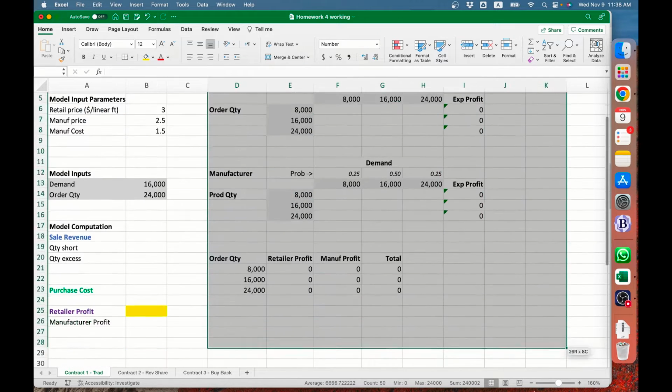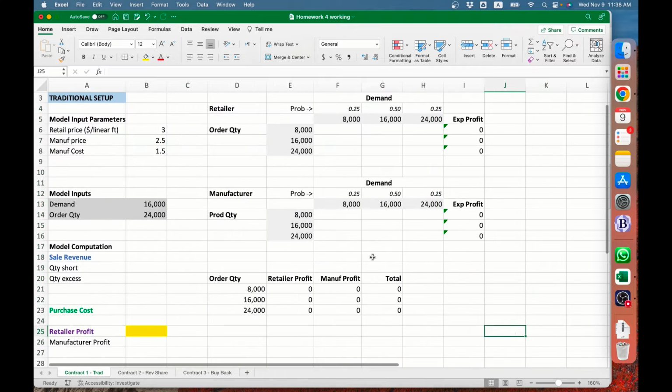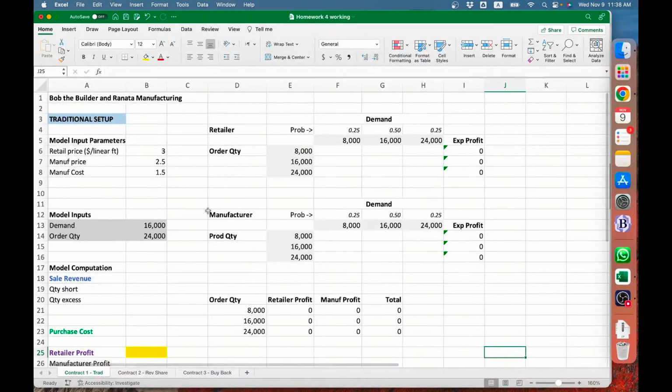Now, why I set up these tables will make a whole lot of sense, because we're going to use the data table feature in Excel. So hold your horses if you have questions about why these tables. They will probably be answered in the next few minutes.